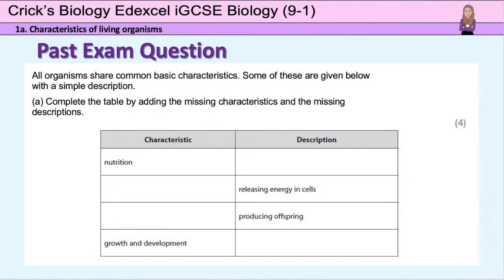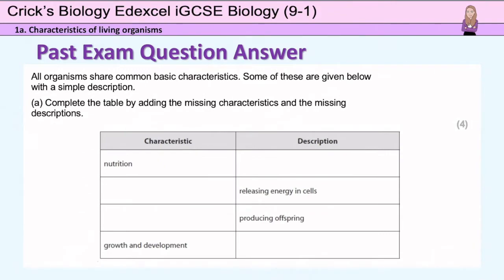Hopefully now you are happy with the 8 characteristics of life and are ready to finish with an exam question. This is a past exam question from Edexcel IGCSE. All organisms share common basic characteristics. Some of these are given below with a simple description. Complete the table by adding the missing characteristics and the missing descriptions. There's 4 marks for this, so 1 mark for each of the boxes completed. I suggest you press pause and have a go at jotting down your answers and spend up to 4 minutes of this, and then I will go through it with you.